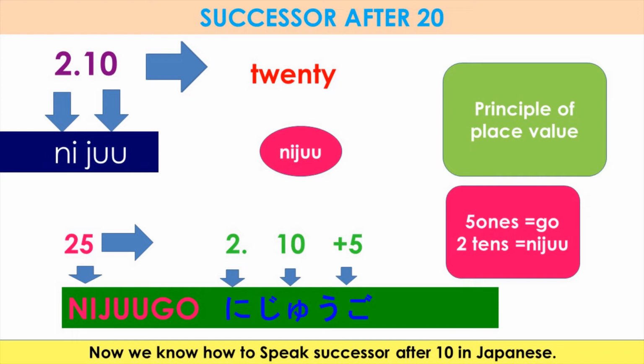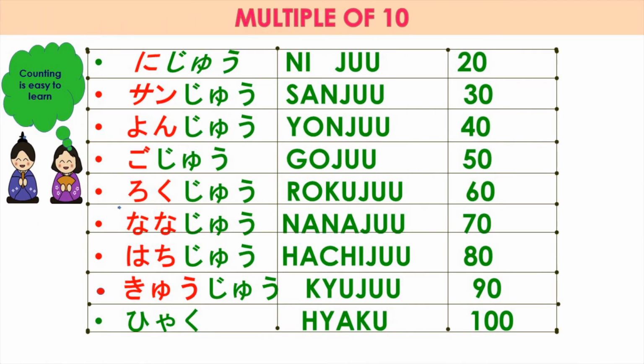Now come to other numbers. We will speak multiples of 10. Try to speak as I am speaking. Ni Ju, San Ju, Yon Ju, Go Ju, Roku Ju, Nana Ju, Hachi Ju, Q Ju, Hyaku. Remember, 100 is Hyaku.